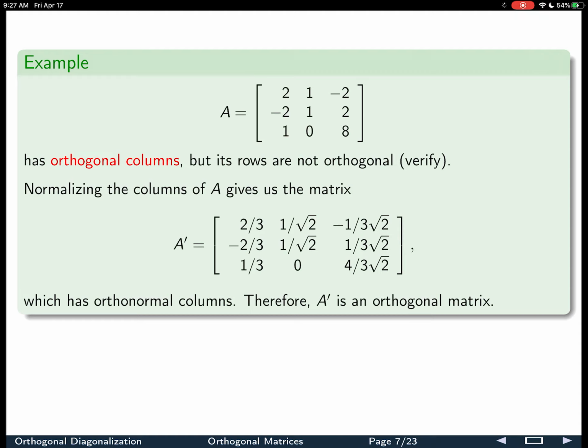And orthogonal matrices are really nice because when you multiply by orthogonal matrices, you don't stretch and skew space. All you really do is rotate it in some kind of a way. So orthogonal matrices, you can think of them as rotations of space.